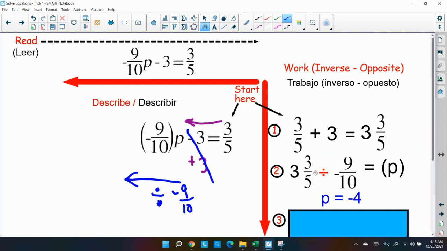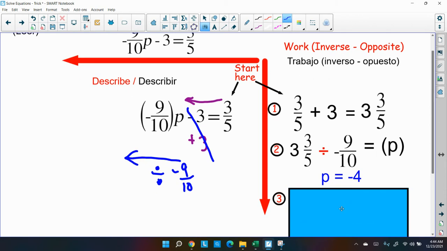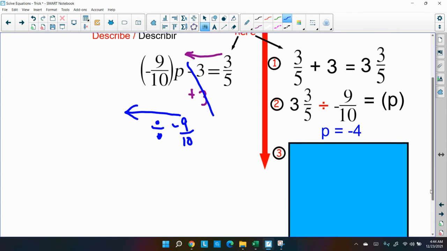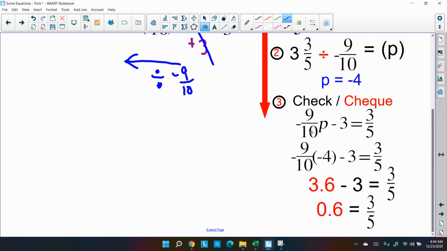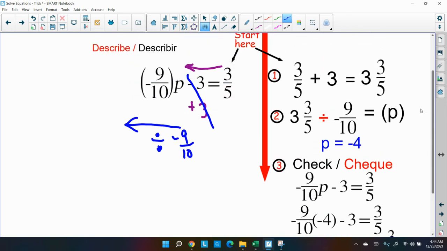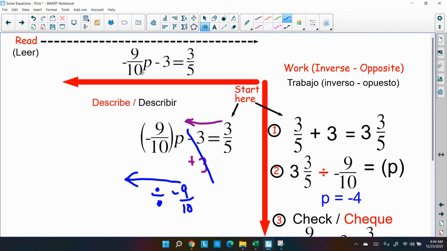If I get my calculator out, and you are welcome to it, I will get p: 3 and 3/5 divided by negative 9/10 is equal to negative 4, believe it or not. So we're saying that the value of p is equal to negative 4, but we have to do our third step, and that's to check it just to make sure. So let me release my check. Here's my original equation, and if you want to take a look at it, I'll go up. Negative 9 over 10 p minus 3 equals 3/5.